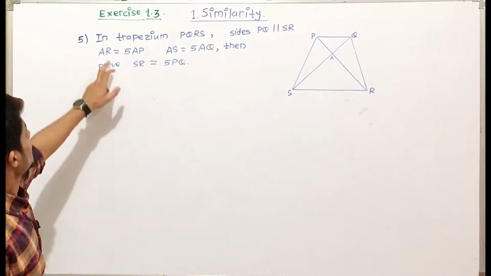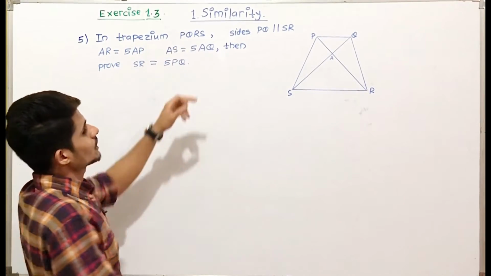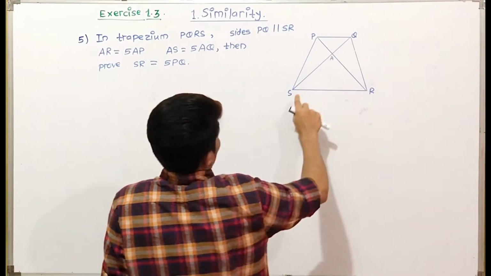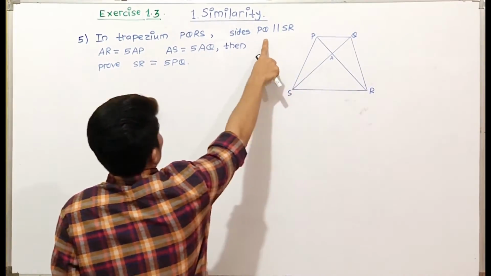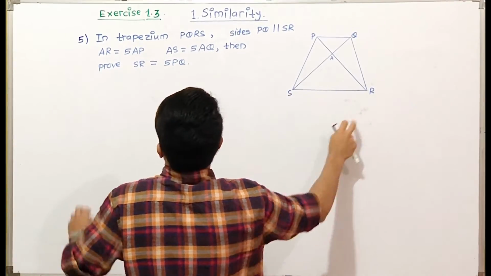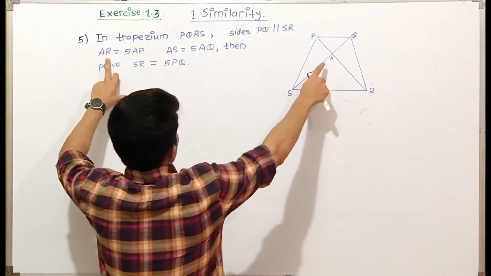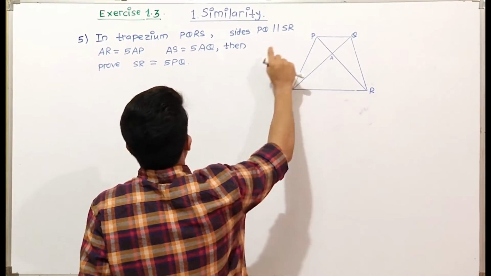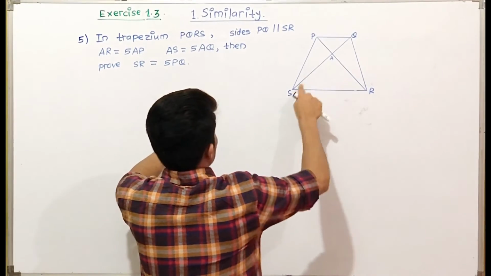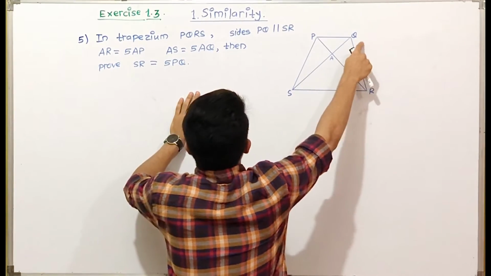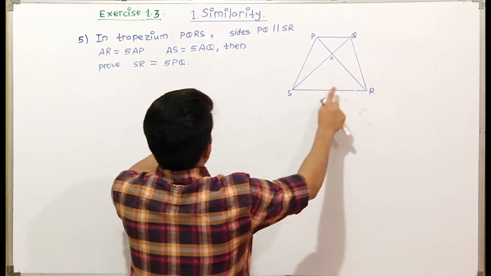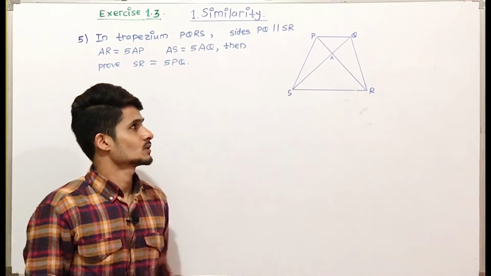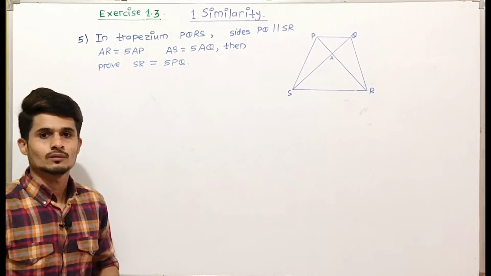Question number 5. In trapezium PQRS, if PQ is parallel to SR, AR is equal to 5AP, and AS is equal to 5AQ, then prove that SR is equal to 5PQ.